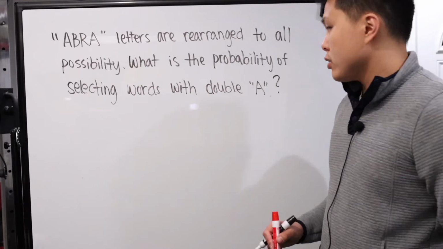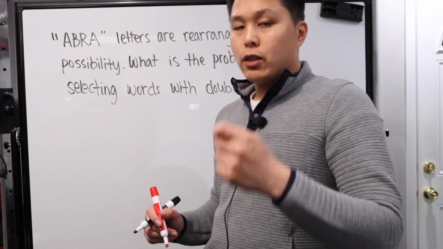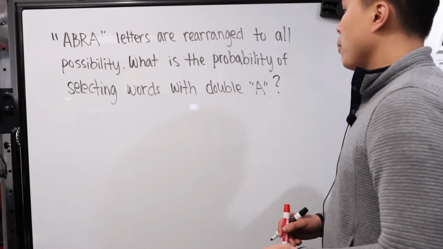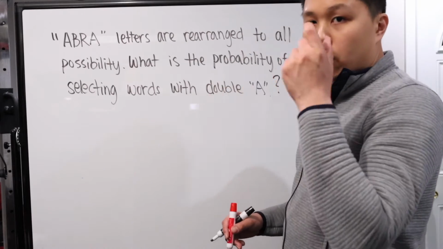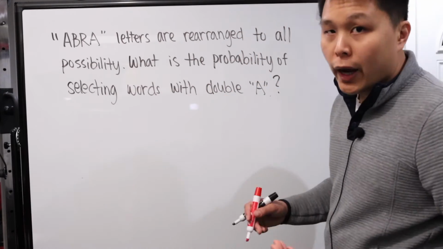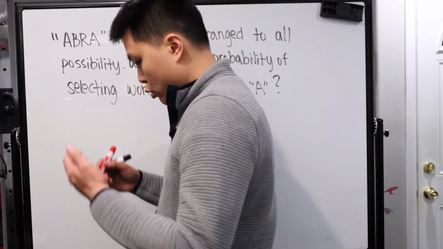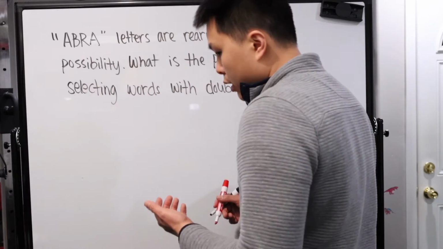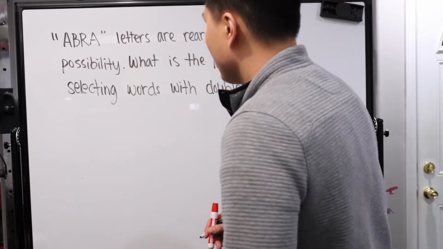Now when I first saw this, I was like, what the hell does that mean, double A? Basically, it means that the two letters are right next to each other. So what's the probability of selecting words such that the two A's are immediately next to each other? First and foremost, the two A's immediately next to each other, that is our desired outcome. So how can we come up with a way to get that? That's where it's interesting, right?